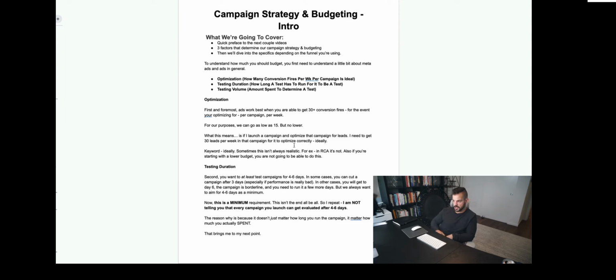So those three things, again: optimization, which we'll talk about right now, testing duration, and testing volume, how much you're spending. Optimization: first and foremost, ads work best when you're able to get 30 plus conversion fires per week, per campaign for the event that you're optimizing for. Now, for our purposes, we can go as low as 15, but we try not to go lower, okay? So if I launch a campaign and optimize it for leads, I want to get at least 2 leads a day. That'd be the bare minimum. But ideally, I want to get about 30 leads a week, or about 4 leads a day, okay?